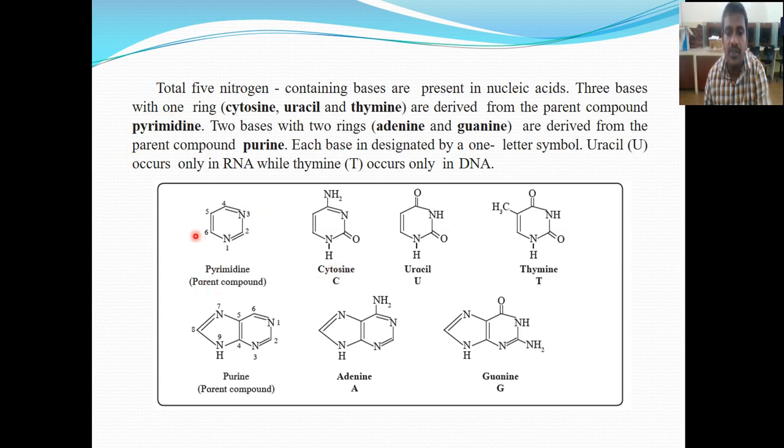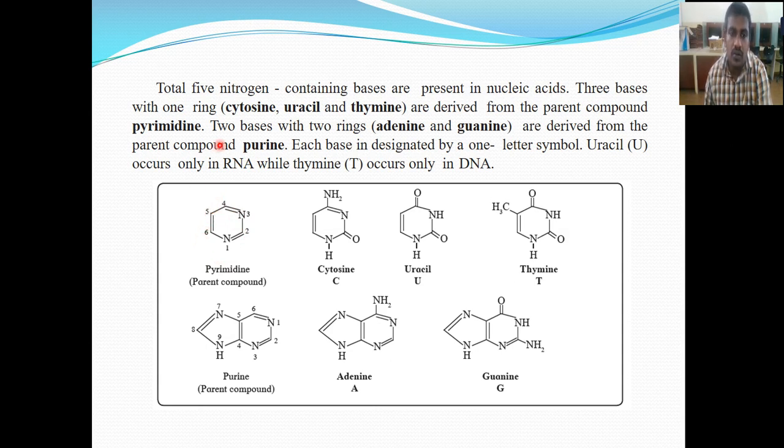So the parent compound is a pyrimidine. There are 3 bases with a single ring: cytosine, uracil and thymine. These 3 bases with a single ring are derived from the parent compound, which is pyrimidine.